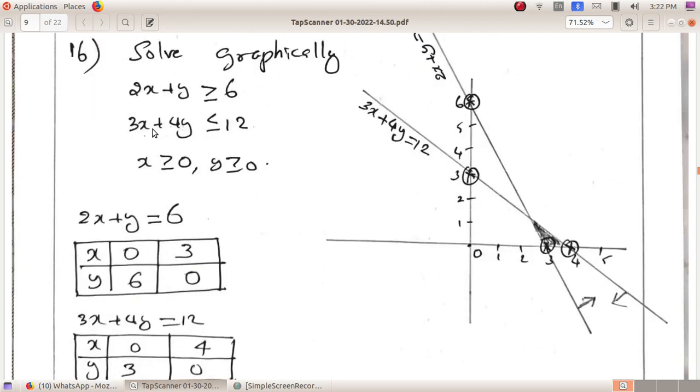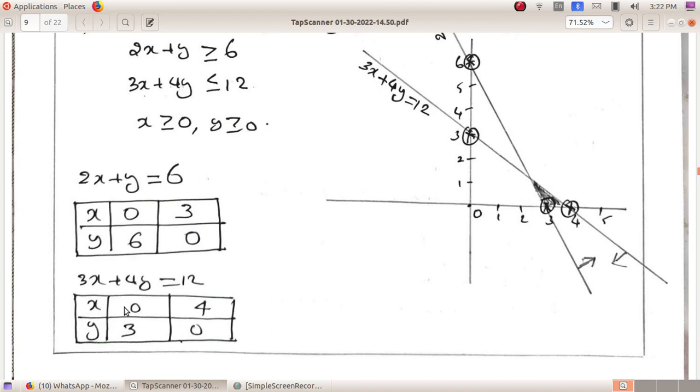And similarly, for this inequality, 3x plus 4y less than 12, you can take 3x plus 4y equal to 12 and make a table like this. Then apply 0 here. When x equal to 0, this term vanishes. Then 4y is equal to 12, then y is equal to 3. Similarly, when y is equal to 0, this term will vanish. Then 3x is equal to 12, 3 into 4 equal to 12, therefore x is equal to 4. Then draw corresponding straight lines. For first table, 0, 6, 3, 0, this one. So you draw this straight line and name it as what?